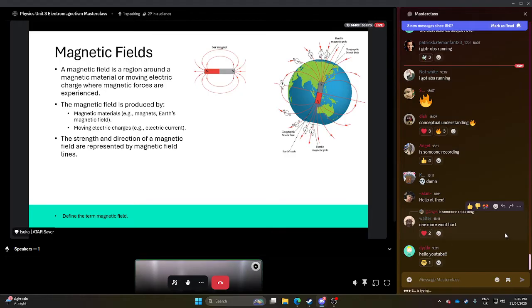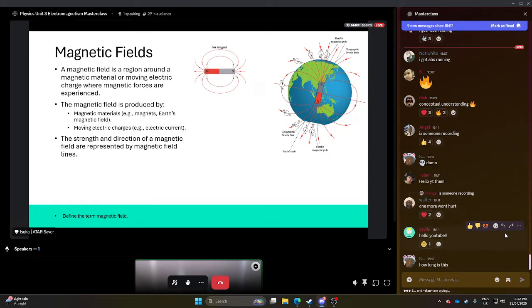So pretty straightforward, right? A magnetic field is, just as it says, a region around any magnetic material or moving electric charge where magnetic forces are experienced. Primarily there are two things: permanent magnets, like the bar magnet you see there, which is obviously the classic example, and the horseshoe magnets. But obviously the biggest one that we know of is the Earth's magnetic poles, the geographic poles as well.